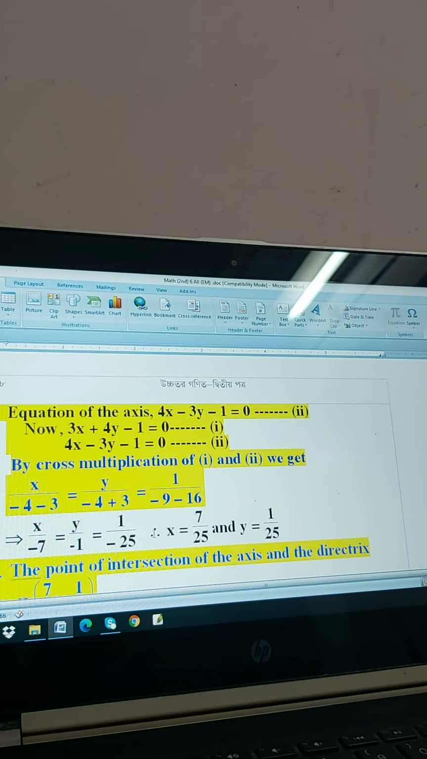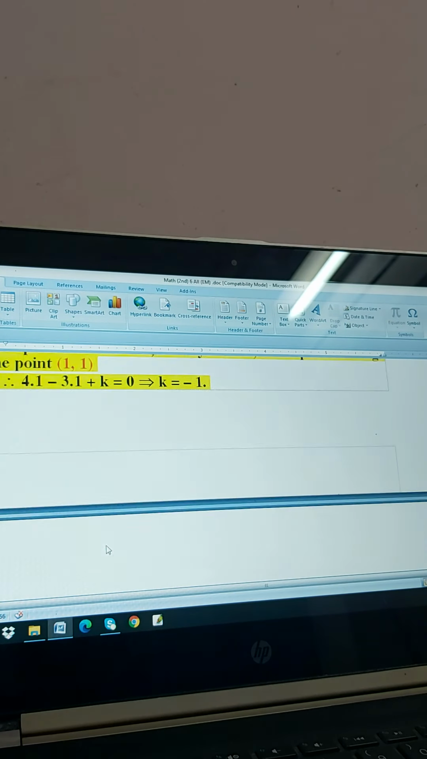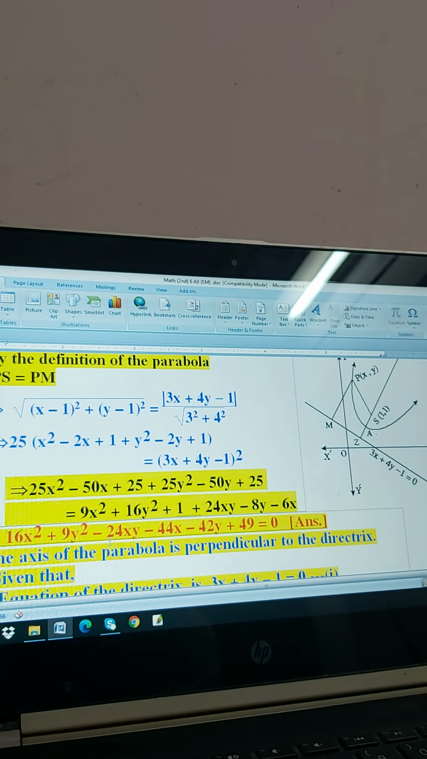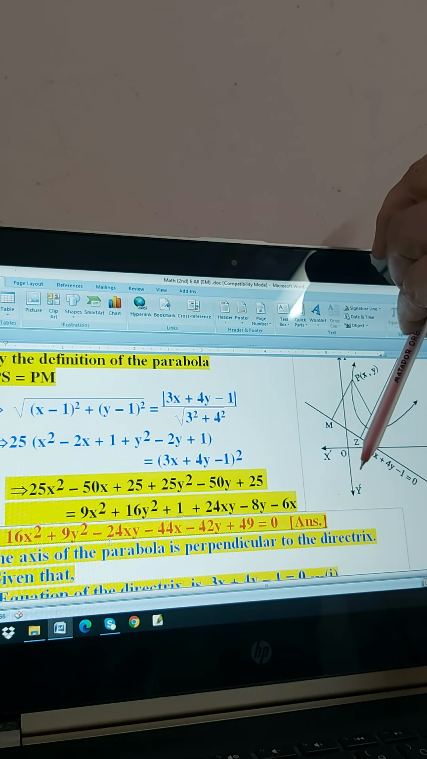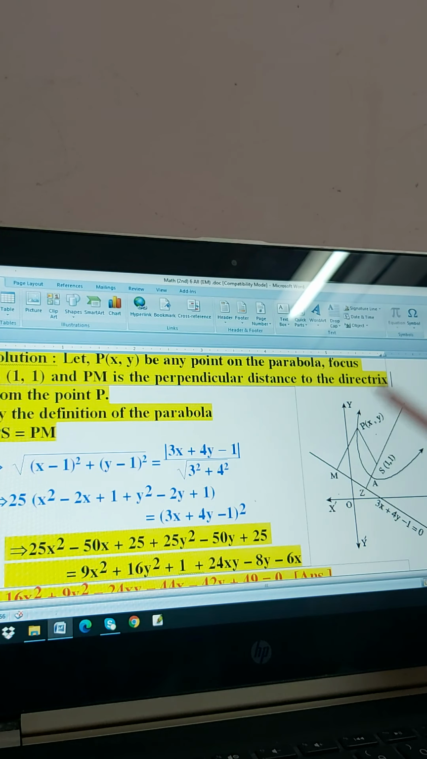Y equal to 1 by 25. This is the point of intersection of the axis and the directrix. Again go to the figure. It is seen that this is the axis of the parabola and this is the directrix. This is the equation of the directrix.